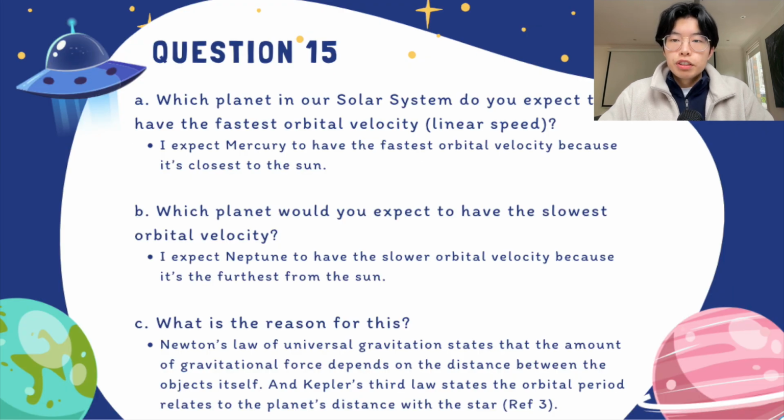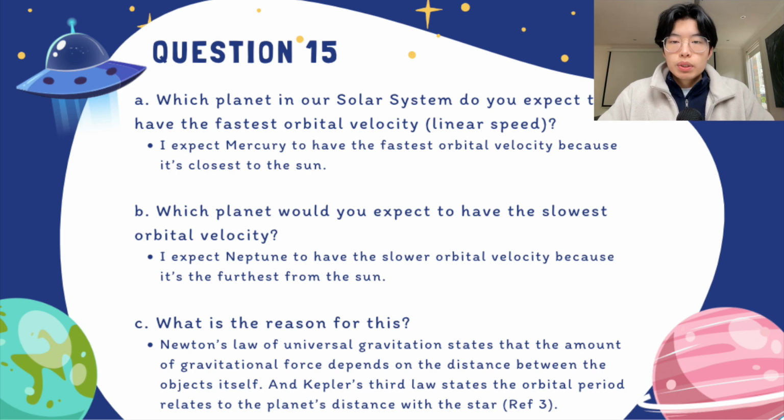And now to answer question 15, I fully expect Mercury to have the fastest orbital velocity and the shortest orbital period, and I expect Neptune to have the slowest orbital velocity and the longest orbital period. The reason for this is that Mercury is the closest planet to the Sun, which means it has a shorter orbital path and experiences a stronger gravitational pull. Mercury's average velocity is around 47.87 kilometers per second.